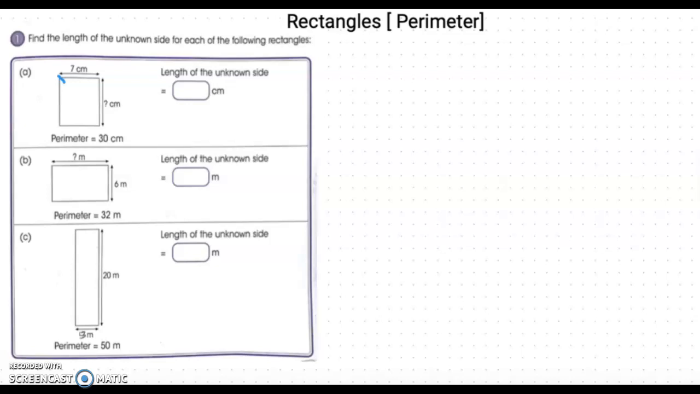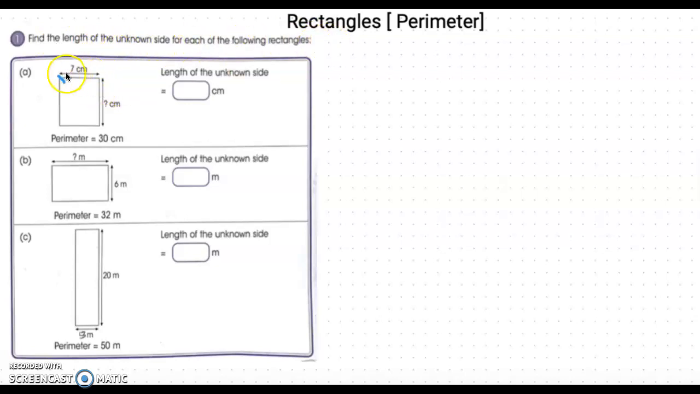Today we are going to learn more about rectangles, the perimeter, and finding the unknown side. Okay, question number 1. Find the length of the unknown side of each of the following rectangles.